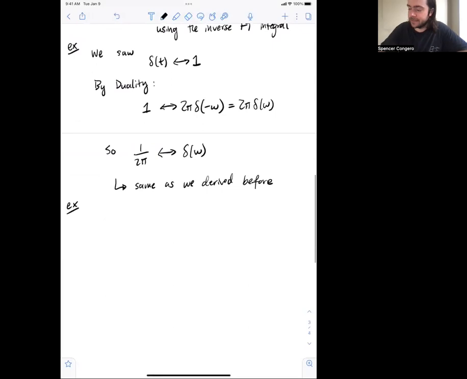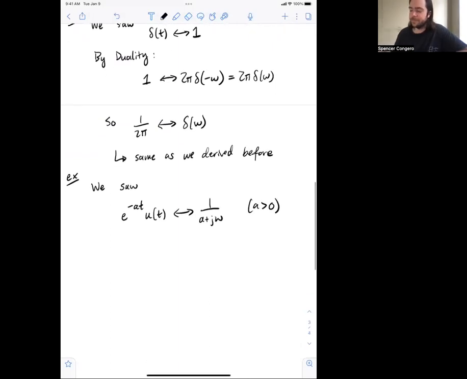All right, let's look at one final example. And this is going to be one that we have not seen. Well, we saw the original Fourier transform pair, that e to the negative at times the unit step function has Fourier transform 1 over a plus j omega. And this was when a was positive. So this is a decaying exponential. So what do we get by duality? We'll get a brand new Fourier transform pair that we have not seen before.